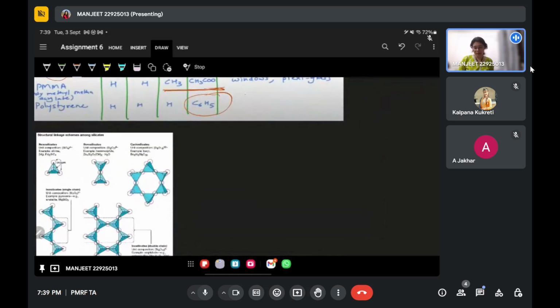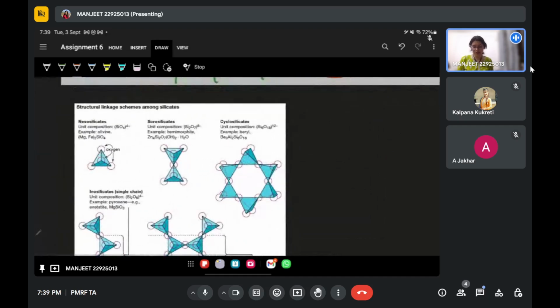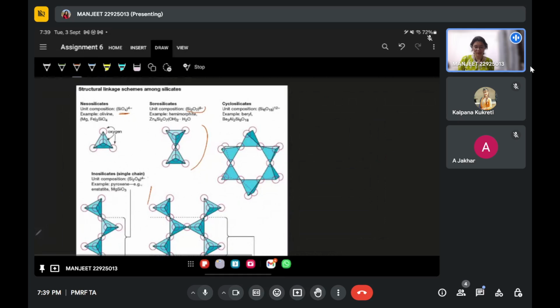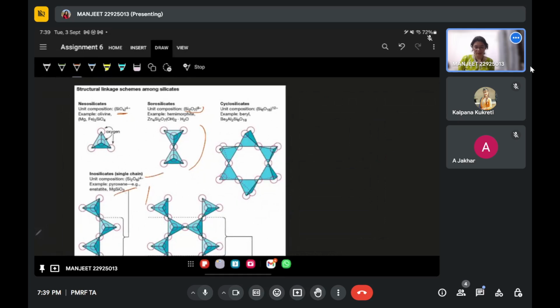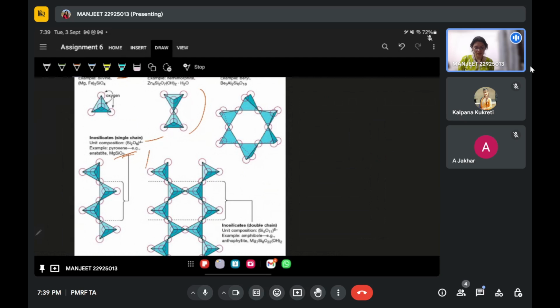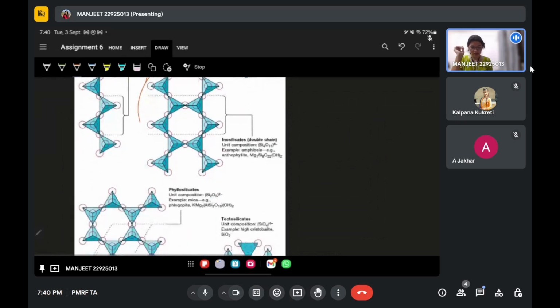And there are also different kinds of silicates. This is the nesosilicate, where the composition unit is SiO4 with 4 negative charge. Sorosilicate is Si2O7 with 6 negative charge. The cyclic ones we have already discussed. Inosilicates are the single chain we already discussed, with the composition unit shown here and the example MgSiO3. So these make the single-chain inosilicate, and the double-chain one is similar, but here it is a double chain.